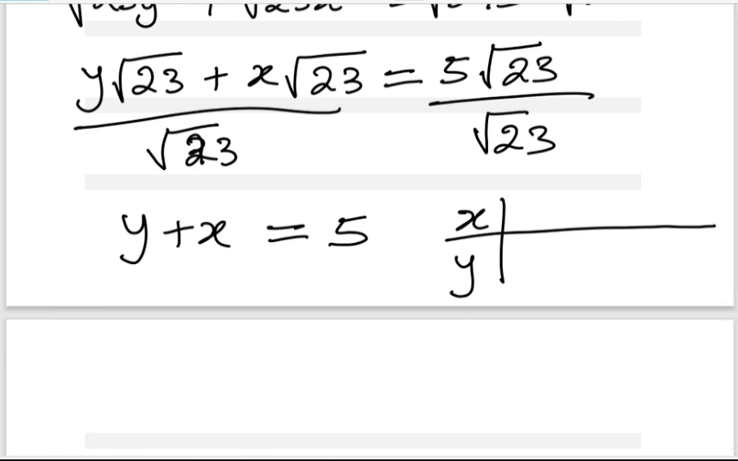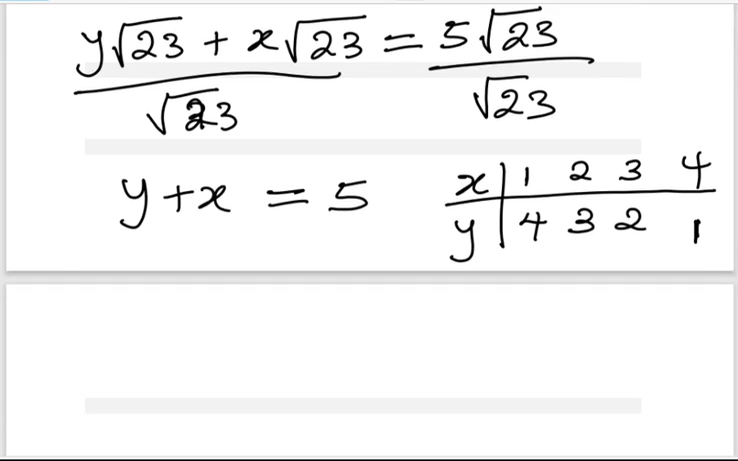So we can easily make a table here showing the various values of y that correspond with that of x. So if x is 1, y will be 4. If x is 2, y will be 3. If x is 3, y will be 2. If x is 4, y will be 1. So we have the matching values that can satisfy this expression.